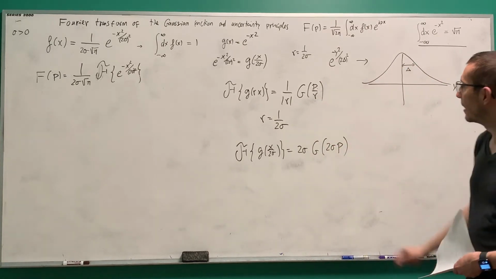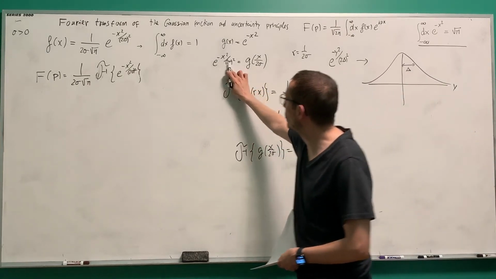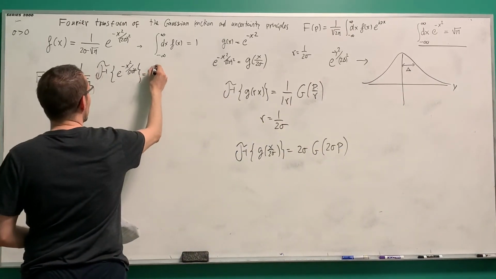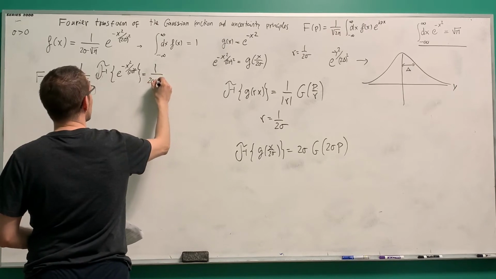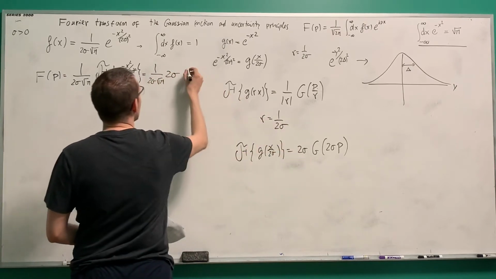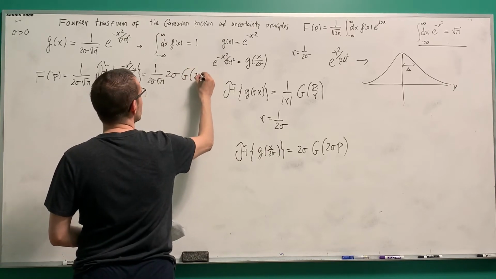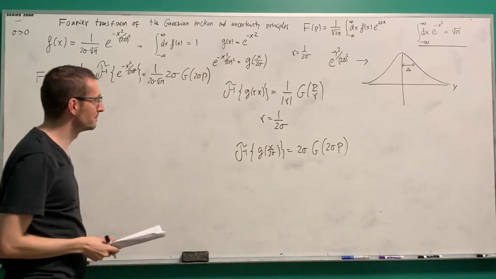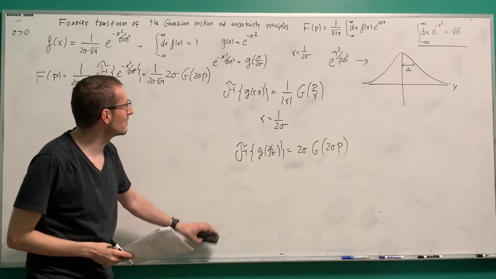All right, because this thing is exactly what I'm looking for, what I'm going to write here is the constant factor 1 over 2 sigma root of pi, times 2 sigma, from here, g of 2 sigma p. All right, I can erase this now because I've already used it.